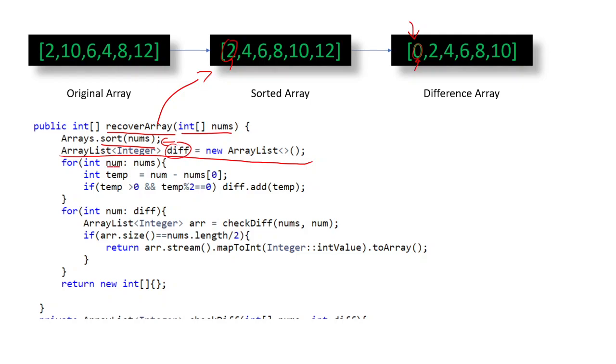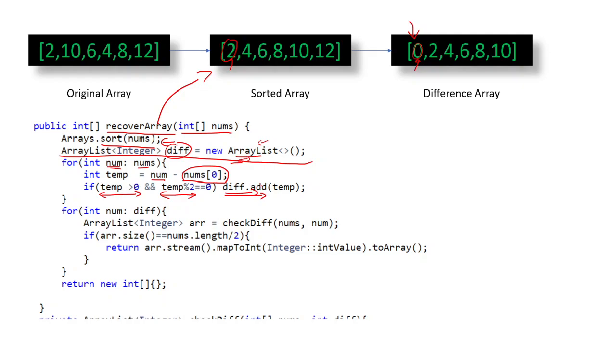What we are going to do is iterate over all the numbers, and then do num minus num0, the initial one at 0. If the value is greater than 0, that is, it should not be 0, right? And the difference is even, then only we are going to add it here. You can take an array list or you can take a set as well, because we need not calculate twice the difference. That depends upon you.